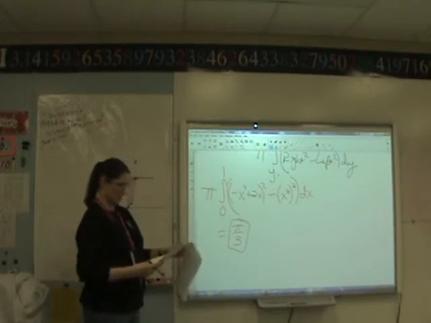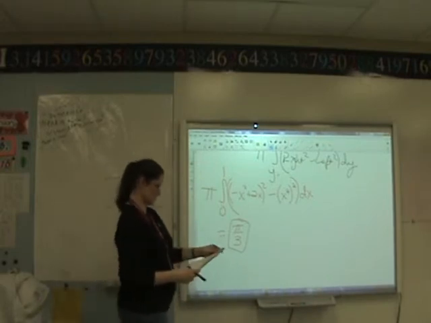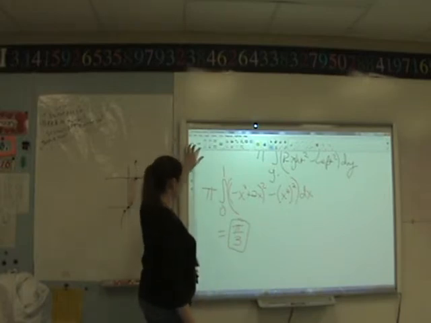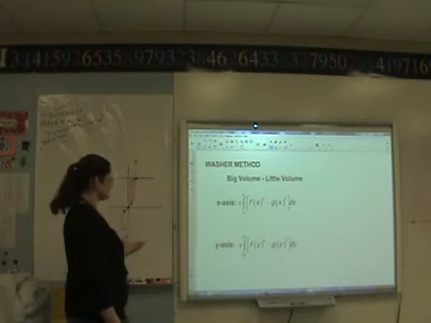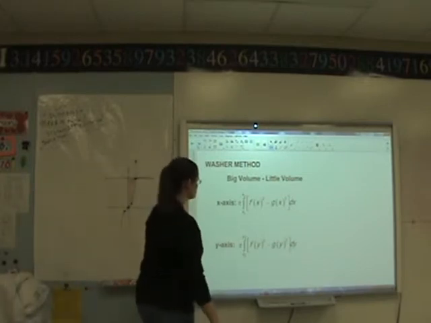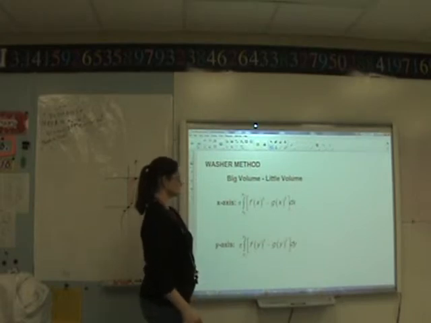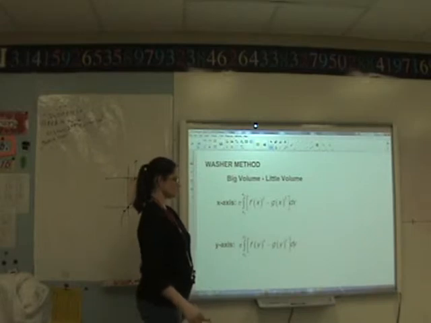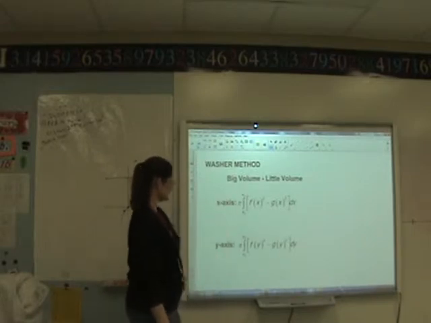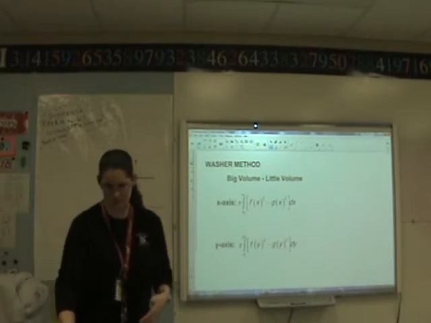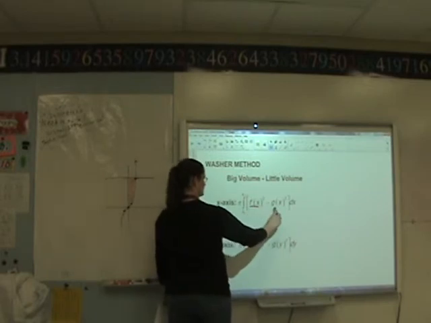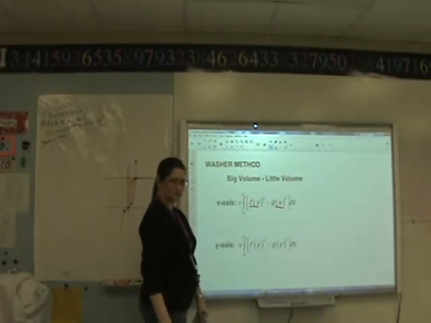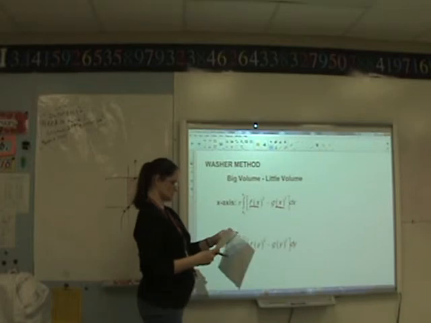So there you go. That's the idea for washer method. Here's the formulas typed up real nice. Write those down. You already have them written down from the other page, but you can go back to this and write them down again. Just notice that you square them both first, and then subtract.